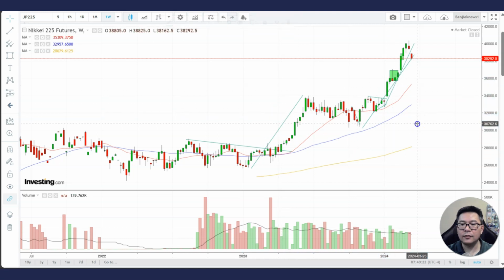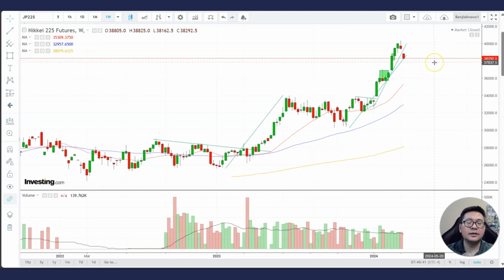Okay, you take the lows here, swing low here to the high here, project it from the lows here to get the target around 38,600, which has already been met. The Nikkei made a new all-time high. Right? For a long time, it had not made an all-time high. I think it was back in the 80s that they made an all-time high.